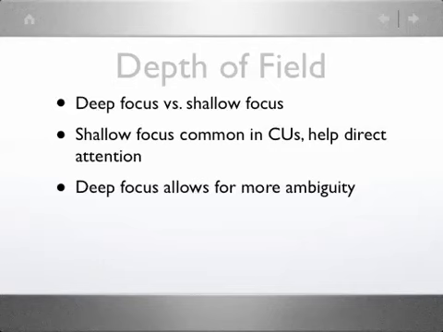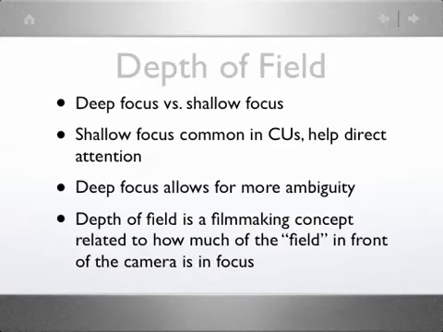There sometimes is a number of different things that we are able to pay attention to, and so that introduces some ambiguity into what the filmmaker is trying to portray in that particular image or shot. So depth of field is a filmmaking concept related in part to how much of the field in front of the camera is in focus.